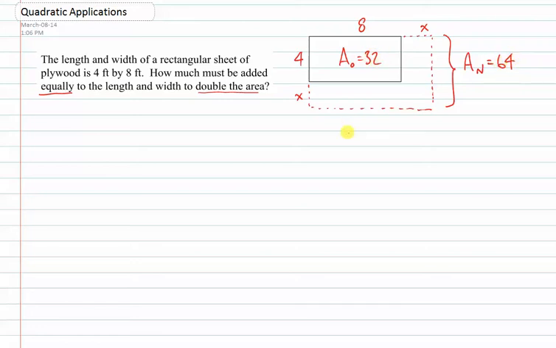So I know that area is length times width. So substituting what I know, I get 64 equals 8 plus x, times the width of 4 plus x. So right at this point, this is where this problem now becomes like other problems that you've done before, where we now have a quadratic equation that needs to be solved by some method.